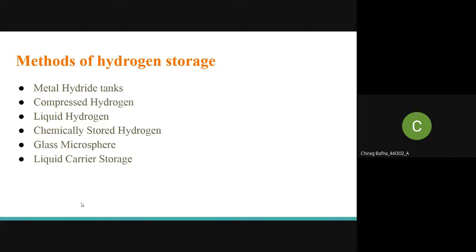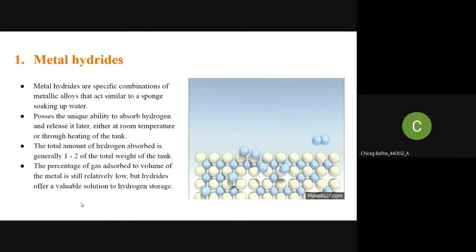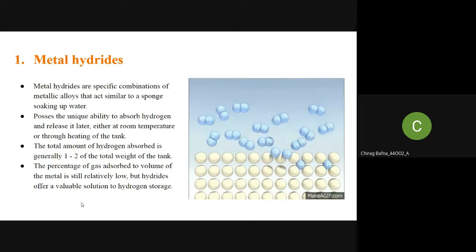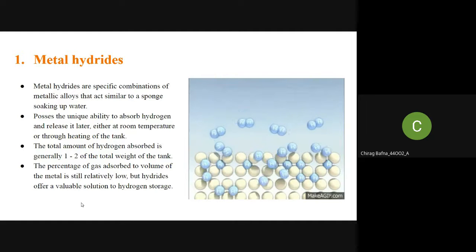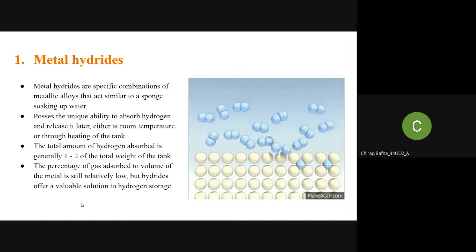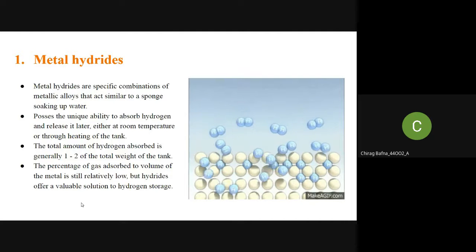These are the methods of hydrogen storage. First one is metal hydride tanks. Next one is compressed hydrogen. Next are liquid hydrogen, chemically stored hydrogen, glass microspheres, and liquid carrier storage. We will see them one by one. Metal hydrides offer the advantages of safety, delivering hydrogen at a constant pressure. The alloys act as a sponge which absorbs hydrogen, but it also absorbs any impurities introduced into the tank by the hydrogen. So the hydrogen released from the tank is extremely pure.